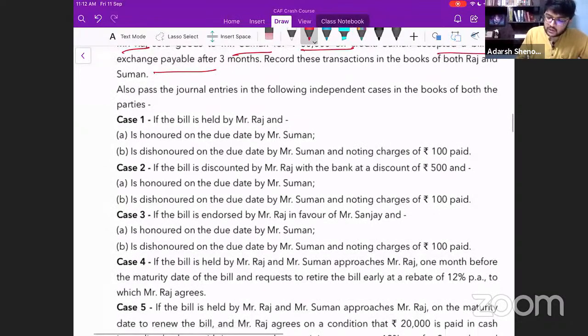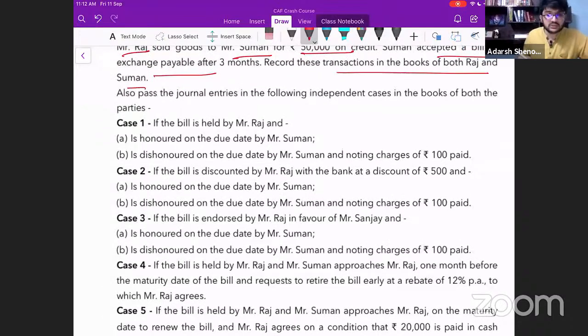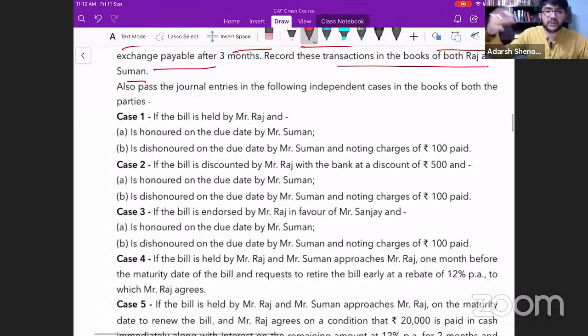Then they said record these transactions in the books of both Raj and Suman. Easy. Then they said there are some more independent cases. After the bill of exchange was accepted, what happened with that bill? This is story number 2. First, a bill was drawn and accepted; that is story number 1. Scene number 2 is different, with different cases. Scene number 2 is basically what is happening with that bill.